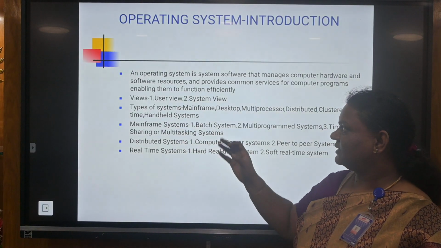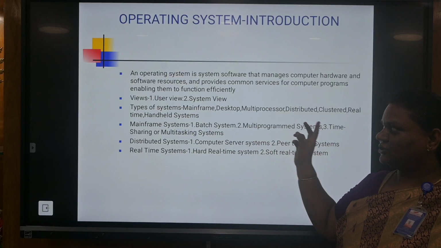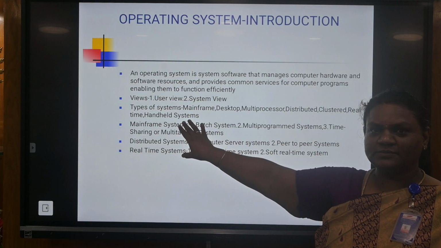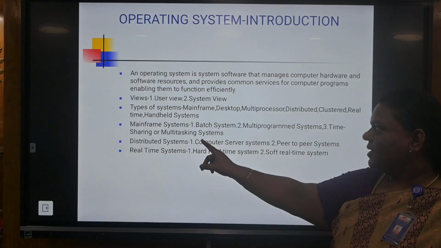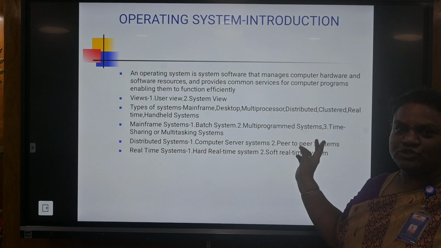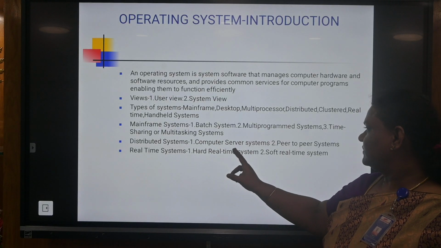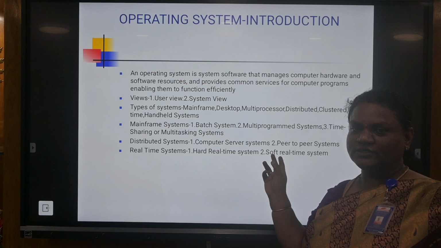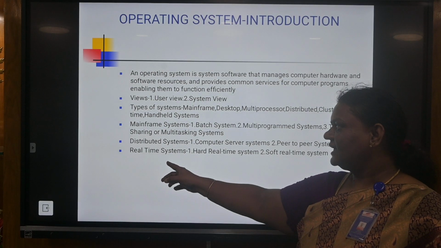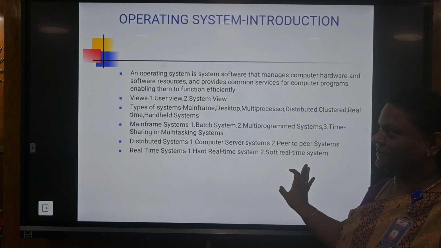Types of systems: there are mainframe, desktop, multiprocessor, distributed, clustered, and handheld systems. Handheld systems are mobile operating systems. Mainframe systems are batch systems, multi-program systems, time sharing, and multitasking systems. Distributed systems are more like client-server architecture and peer-to-peer systems. Real-time systems are hard real-time systems and soft real-time systems.